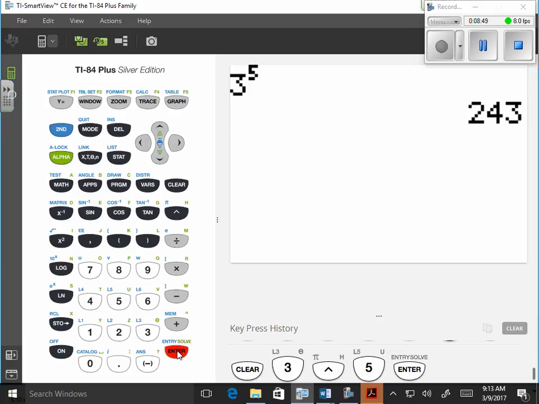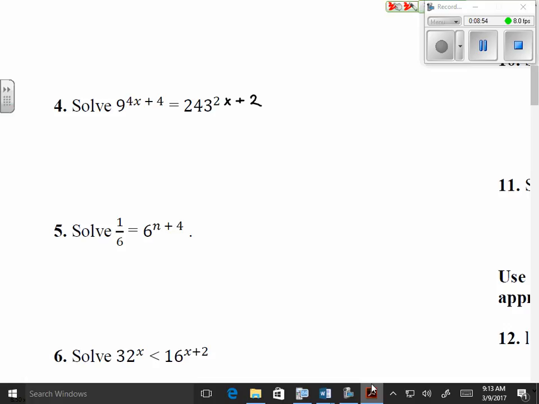Okay, let's go back. This is 3 to the 5th, with the 2x plus 2. 9 is 3 squared to the 4x plus 4. Now I need to multiply these two exponents together. It's going to take some distribution. It will be 3 to the 8x plus 8 equals 3 to the 10x plus 10.